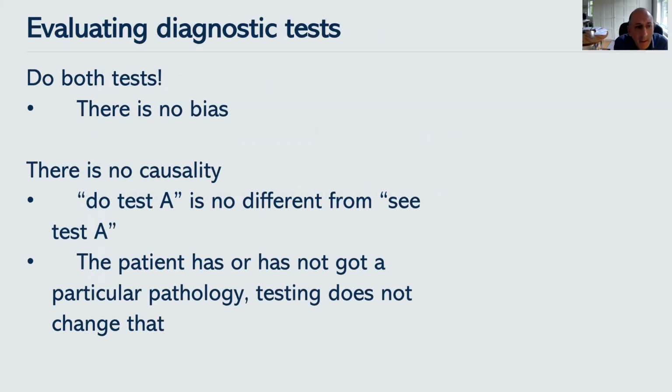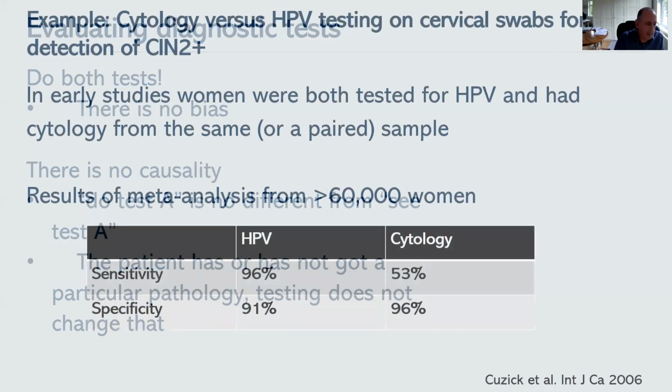When we're evaluating a diagnostic test, there's no need to randomize. The simplest thing to do and the best thing to do is to do both tests. There's no bias, and the reason is because there's no causality. Do test A is no different from C test A. The patient either has or has not got a particular pathology, and testing doesn't change that. So finding out what both tests would have said for that individual is much better than randomizing individuals between two tests.